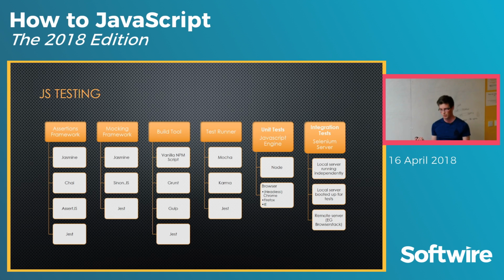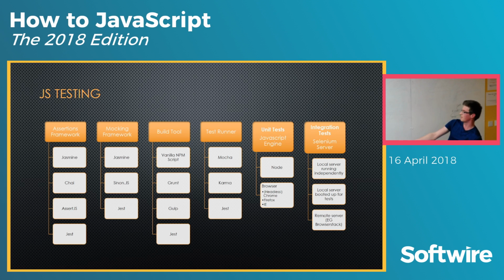Choose your build tool. I need to do something like npm test. I can use all these for it. I need a test runner. What runtime do I use? So Mocha and Karma can spin up a browser for you and use that to run tests. JavaScript engine, so that can either be in a browser or just Node. And for integration tests, I need to choose my Selenium server, so which, oh god, it's a pain.